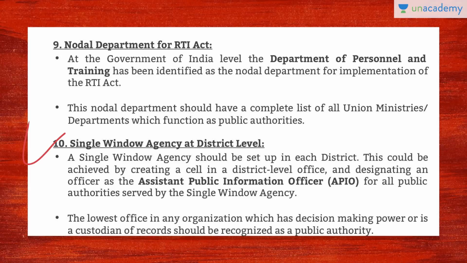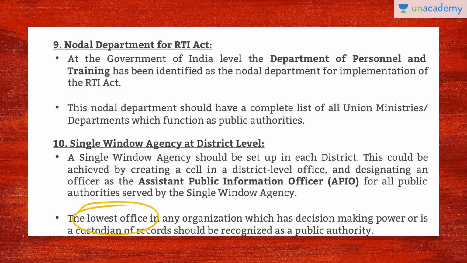Tenth is a single window agency at district level. Whenever you hear this word single window, just assume passport. 10 years ago, you would have to go to 10 different counters and stand in 10 different lines. But now it is single window clearance. So a single window agency should be set up in each district. This could be achieved by creating a cell in the district level office and designating an officer as Assistant Public Information Officer, APIO. So you have APIO, then you have PIO, then you have SIC, CIC, State Information Commissioner. There is a separate service, the Indian Information Service, and that you can get only through cracking the civil service examination. So just remember this point.